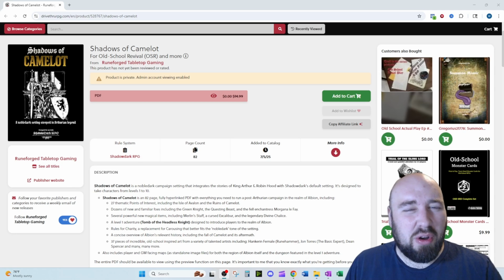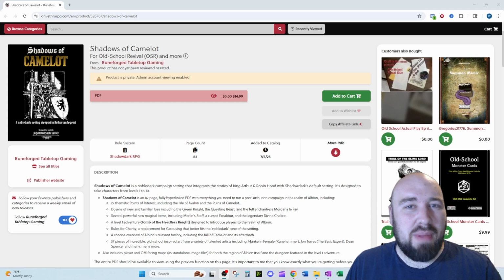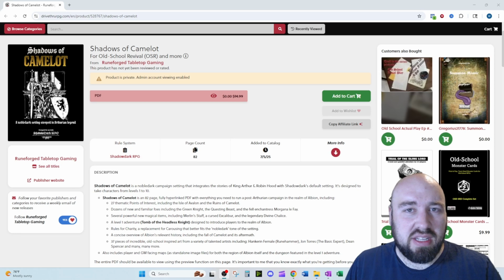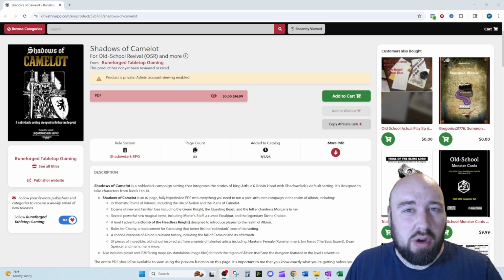There are also 37 incredible pieces of old school inspired art from a variety of talented artists, including Runehammer, The Basic Expert, and Dean Spencer, and also many, many more besides them. In addition to the PDF, you'll also get several standalone image files that include both player and GM-facing versions of the maps that you'll need to run this campaign, including the overall setting map as well as the map of the dungeon that's featured in the level 1 adventure.